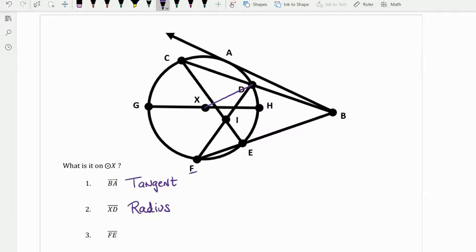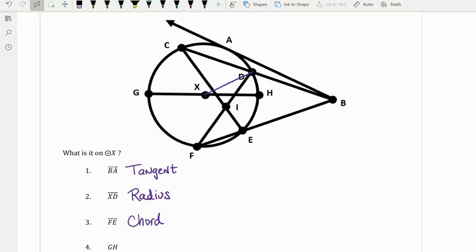FE goes from F here to E. Both of those endpoints are on the circle, so that would be a chord in our circle because it has its two endpoints on the circle. GH, notice by the way that this one doesn't have a line above it. We could do this either way. Remember, if it doesn't have a line above it, that means the length of that segment. Looking at GH, here's G, here's H, that's a chord because both endpoints are on the circle, but it also goes through our center point. So that is a diameter.